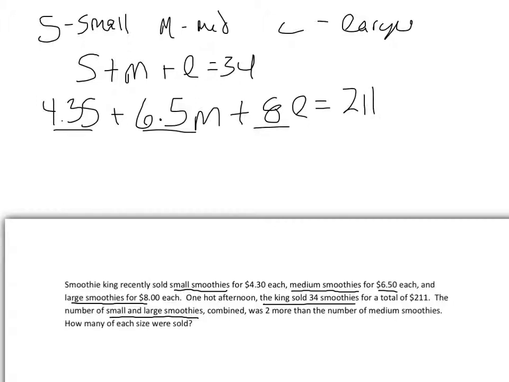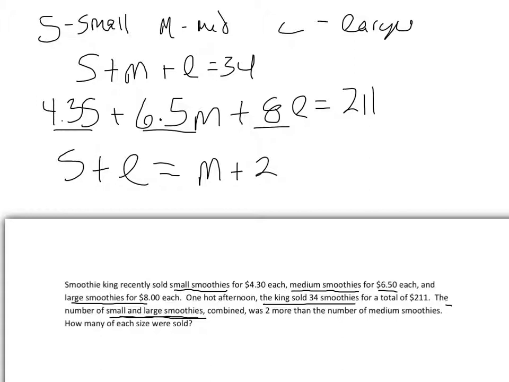And then the third equation we get from the number of small and large combined. Small plus large combined was 2 more than the number of medium smoothies. So there's 2 more small and larges than mediums, so if we add 2 to the mediums, that gives us exactly what we want. So those are our 3 equations. Now it's just a matter of solving.